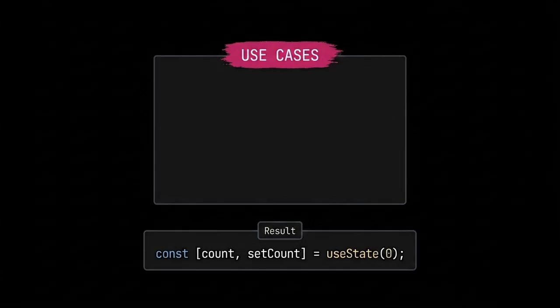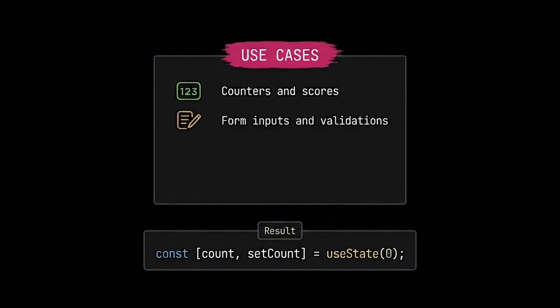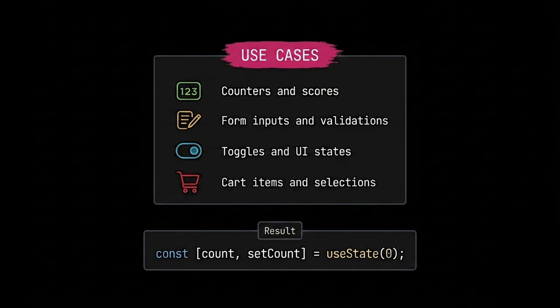Real-world use cases. You will use useState constantly for counters and game scores, form inputs and validation states, toggles like showing or hiding a sidebar or UI state, managing shopping cart items and selections. Pro tip: state should represent changing data. Keep it minimal and meaningful. Don't overcomplicate your state if you don't need to.